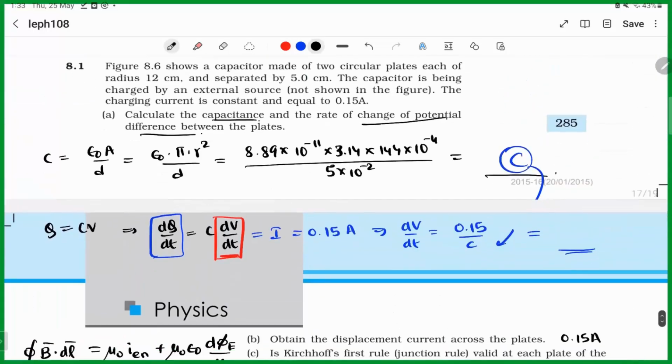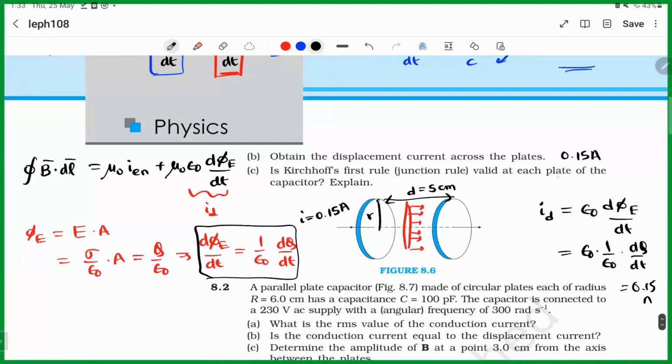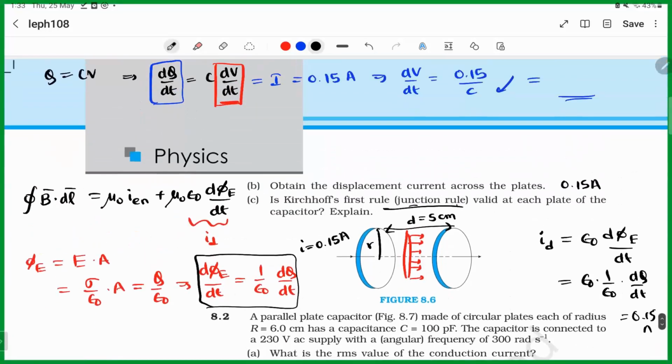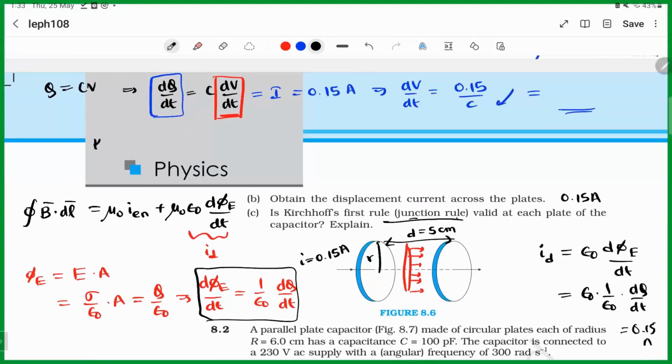Okay, now part C. Is Kirchhoff's first rule valid at each plate of the capacitor? Explain. So what is Kirchhoff's first rule? Junction rule. The junction rule is also alternatively called Kirchhoff's current law. It basically says that charge cannot accumulate over time. That means at any instant, at any point, the rate of change of charge density should be zero. Kirchhoff's law says that whatever current is coming in for a given branch must always come out. The charge cannot build up here.